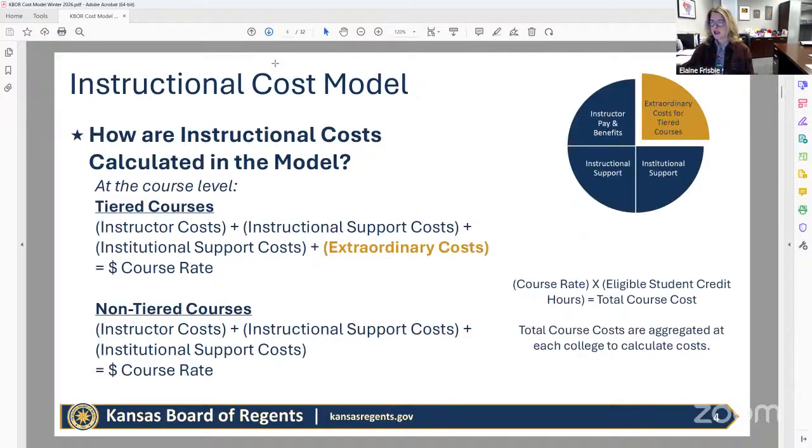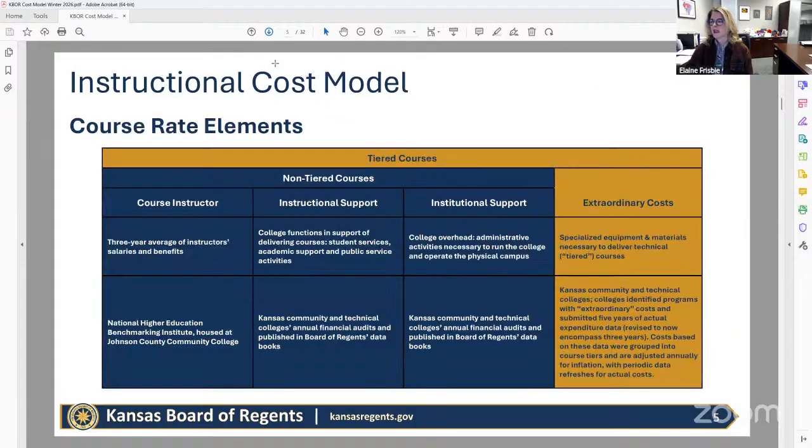On the expense side, we look at instructor costs, instructional support costs, institutional support costs, and then for tiered courses, we also have those extraordinary costs. Each course that each student enrolls in is aggregated, and the course rate is totaled to calculate the entirety of the cost model. Again, we have each of the four elements here: the three blue sections for the items applied to the non-tiered courses, and then adding on in yellow, the extraordinary costs for the tiered courses. And then how do we get those bits of information?